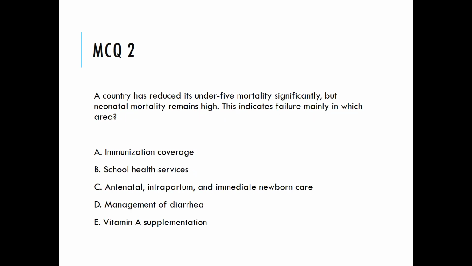Question number 2 is a country has reduced its under 5 mortality significantly, but neonatal mortality remains high. This indicates failure mainly in which areas? Option A, immunization coverage. Option B, school health services. Option C, antenatal, intrapartum, and the immediate newborn care. Option D, management of diarrhea. And option E, vitamin A supplementation. C. Yes, C is the right answer.